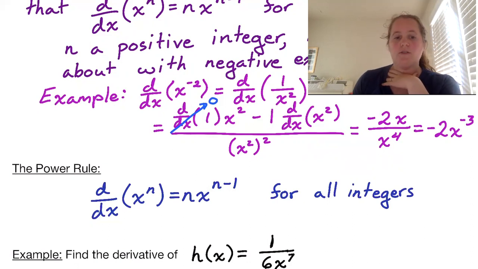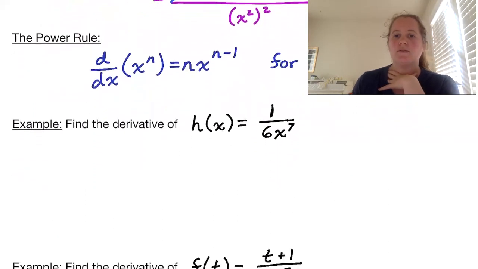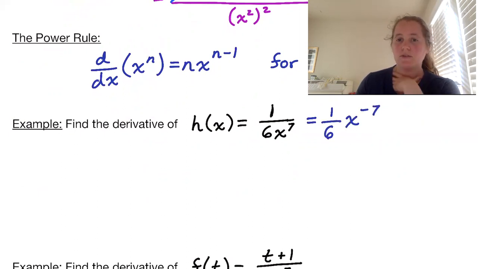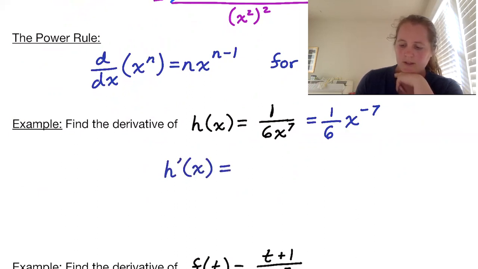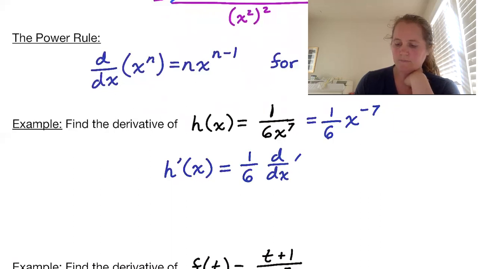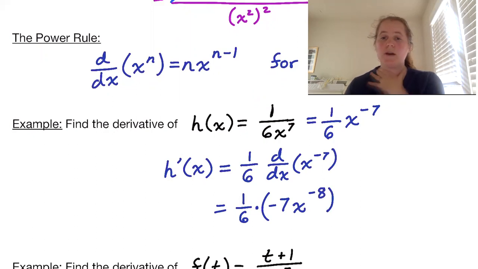So let's go ahead and use this power rule to take a couple new derivatives. So first up, let's find the derivative of h of x equals 1 over 6x to the 7th in that denominator. So note that we could rewrite this as 1/6 x to the negative 7th if we wish to. So what we get then is h prime of x is simply equal to 1/6 times the derivative of x to the negative 7th, or we have 1/6 times negative 7 x to the negative 8. Pull the exponent out front and drop the power by 1.